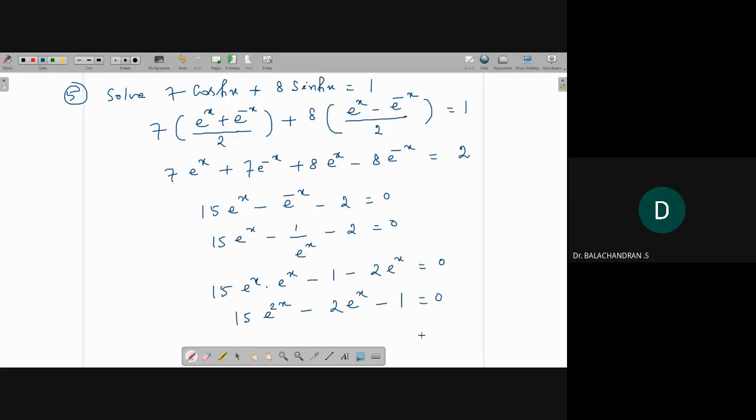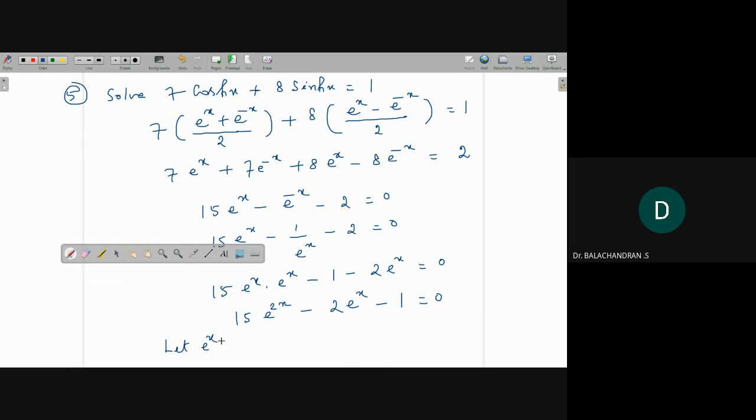So let us take e power x is equal to some t. Then you will get 15 t square minus 2 into t minus 1 equal to 0. This is a quadratic equation, so it has two roots.